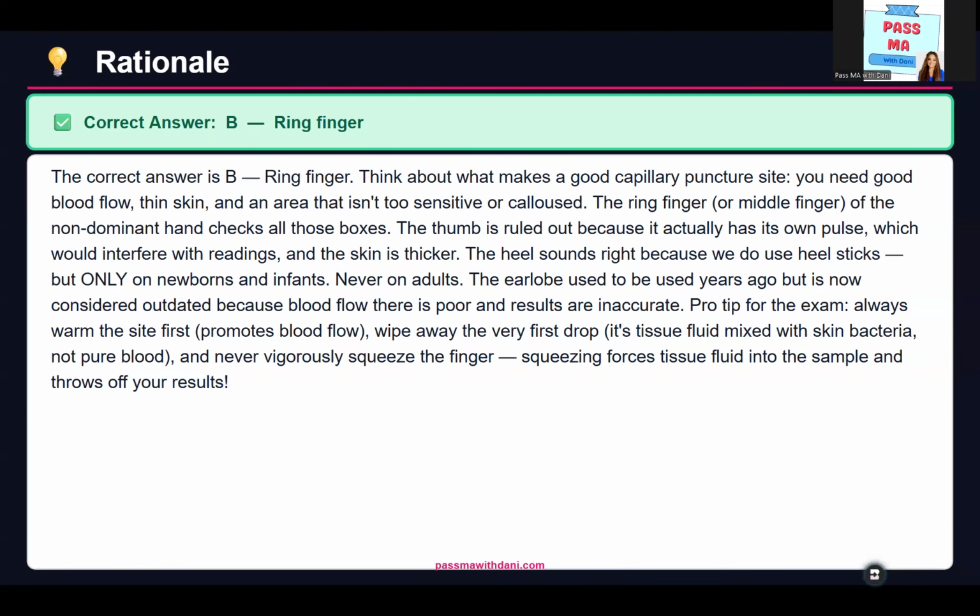Another thing to remember when it comes to a capillary stick that you may run across on your exams: they may ask you, is it ever okay to use the first drop of blood when performing a capillary stick, or they may say dermal puncture? The answer is no. We never use the first drop of blood. Always wipe away the very first drop, because it can be mixed with residual tissue, but also skin bacteria, and this can compromise the test results.